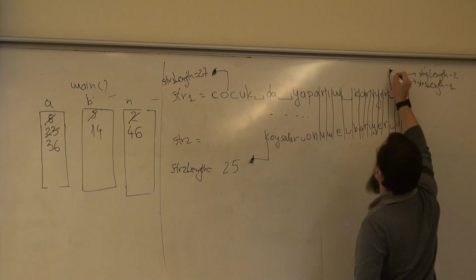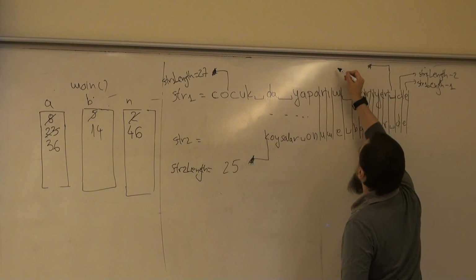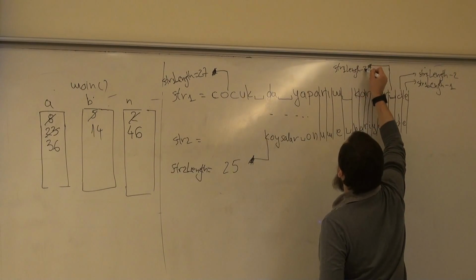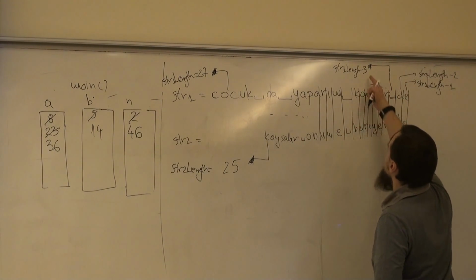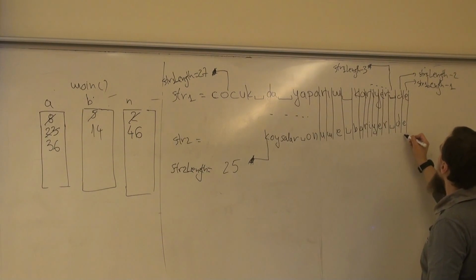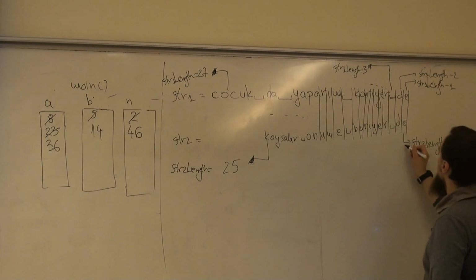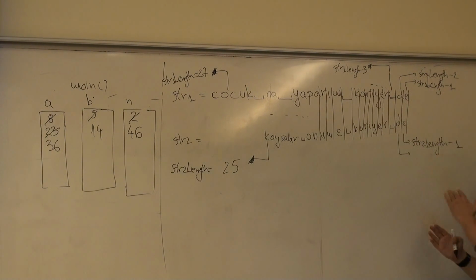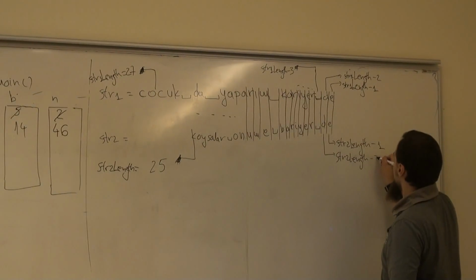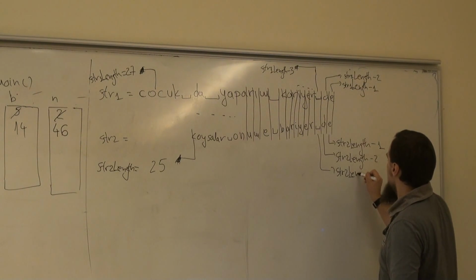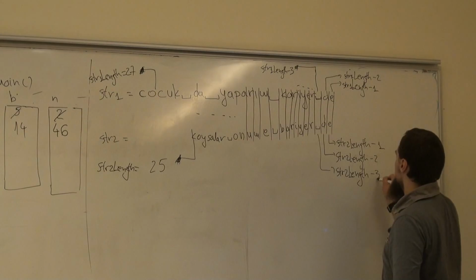What about this guy? I don't have a place there to write it, that's why I'm going to write it here. This is string 1 length minus 3. Okay, and so on: minus 3, minus 4. For this guy here, we have string 2 length again, minus 1. For the second letter from the end, we have string 2 length minus 2. String 2 length minus 3, and so on.